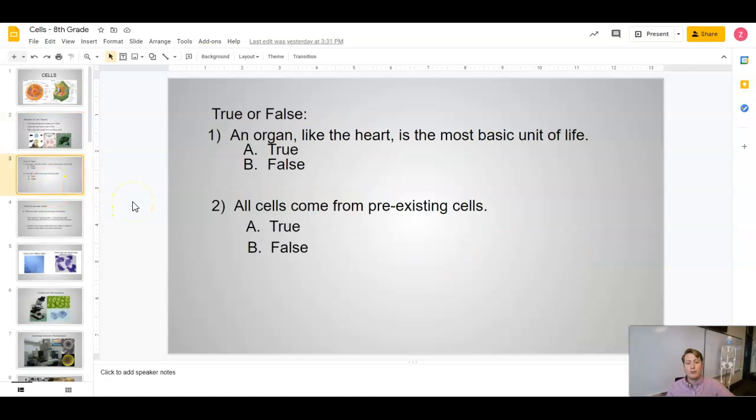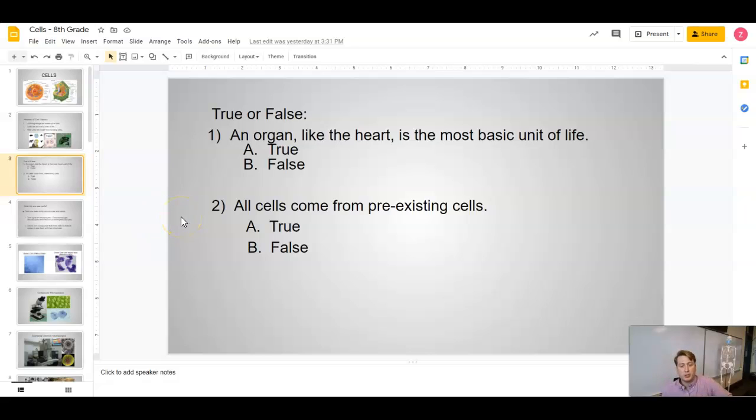Let's stop and check and review what you remember about cell theory. True or false? An organ, like the heart, is the most basic unit of life. So yes, the answer is false, because we know that not an organ, but a cell is the most basic unit of life. And we're going to go more into detail later, in a few days, about how an organ is made up of cells, and how that structure is formed.